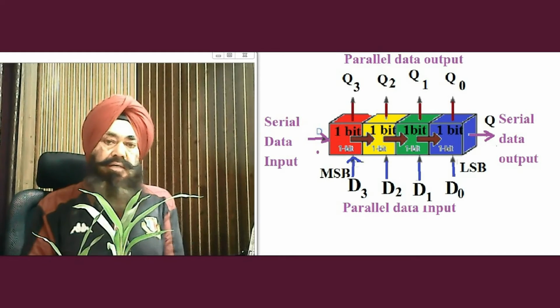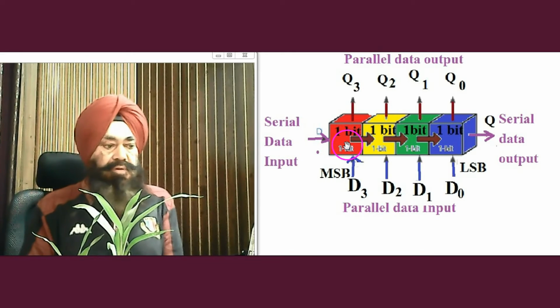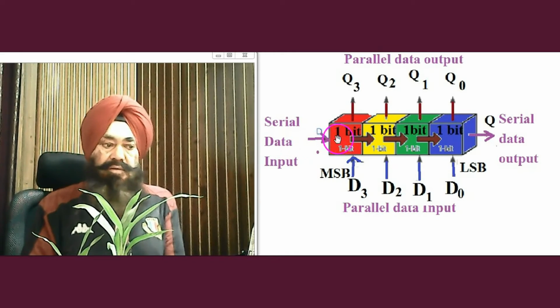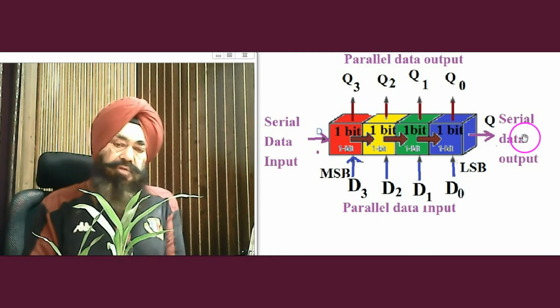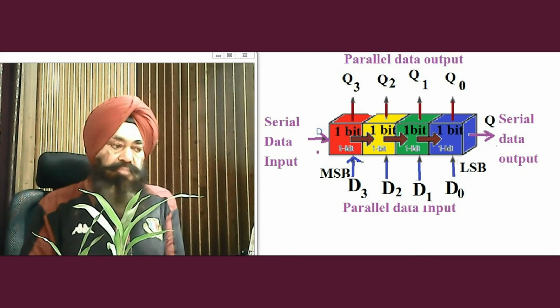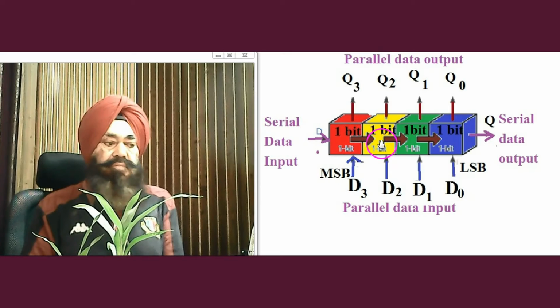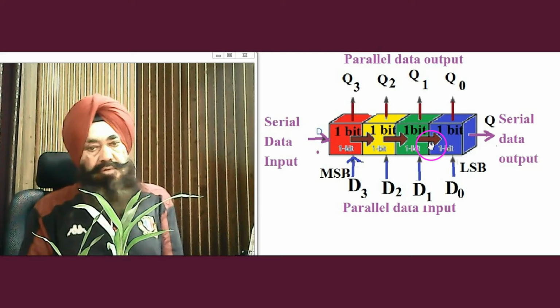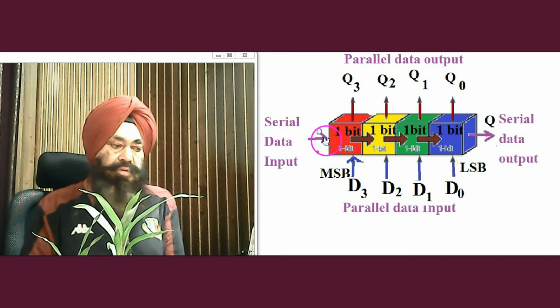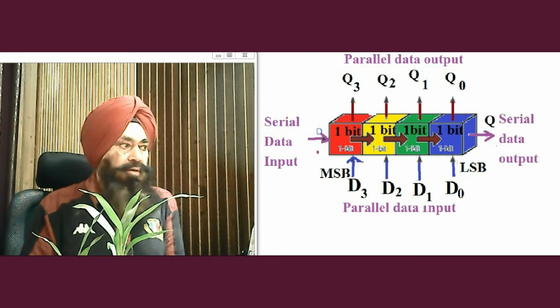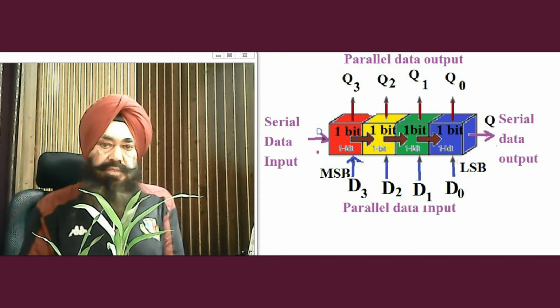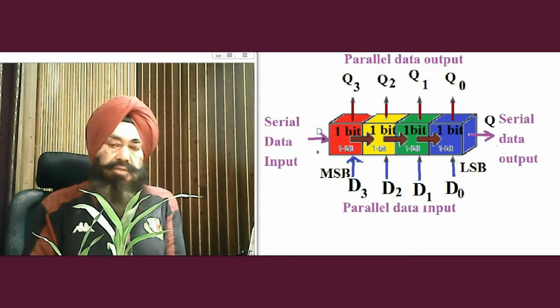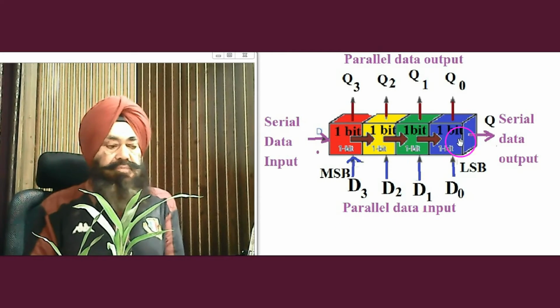Serial in and serial out. The data is shifted serially in and out of the register, 1 bit at a time, in either a left or the right direction under the clock control set. Now, the third type is parallel in, serial out.